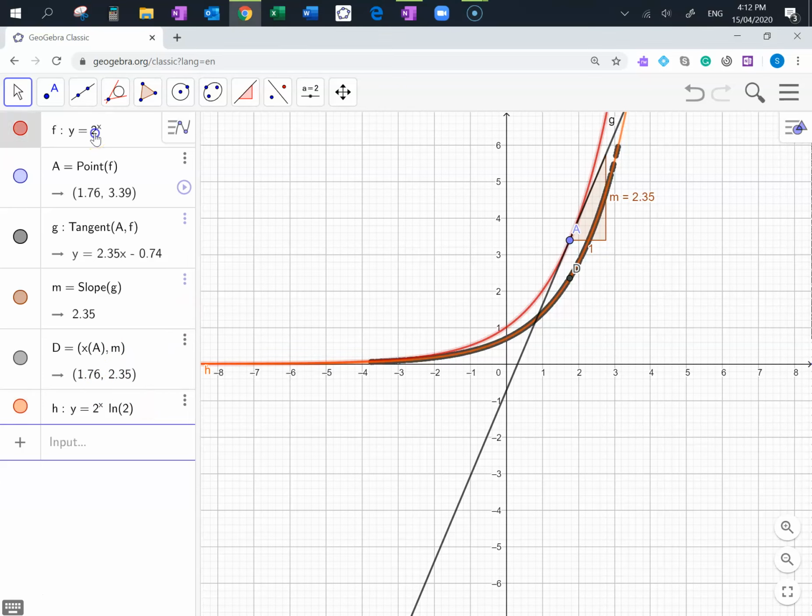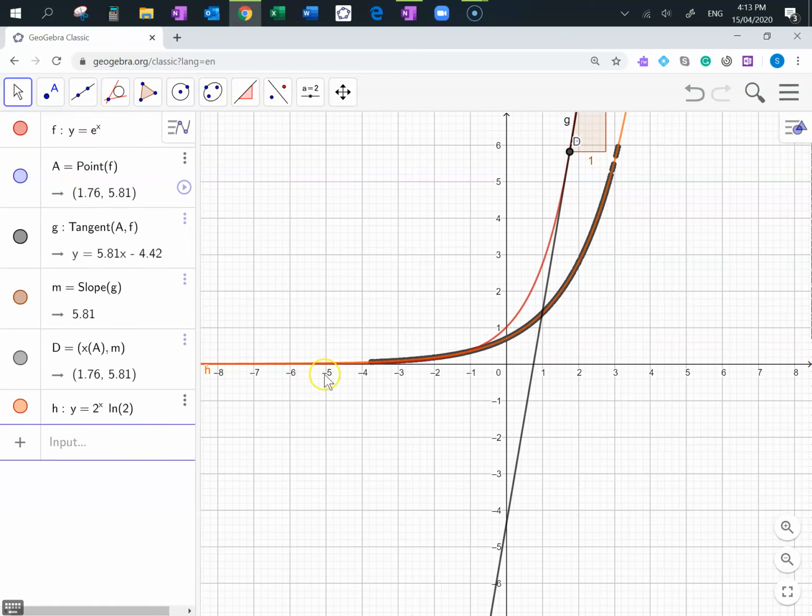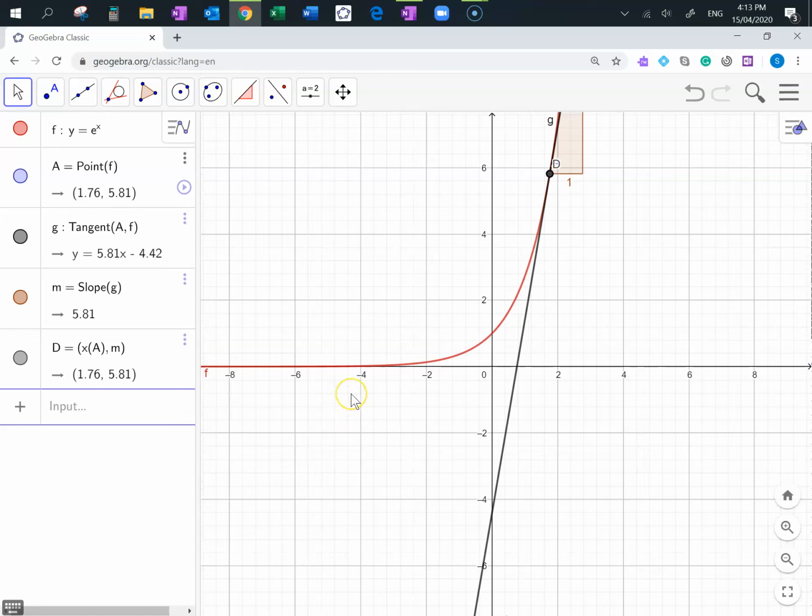So I'm going to go back to my initial equation over here, and I'm going to amend this slightly. Instead of 2, I'm going to make it e to the x. That's all good and well. That changes that. And I'm just going to delete this over here because we don't need that. And if I just shift the graph slightly, we lose that trace.